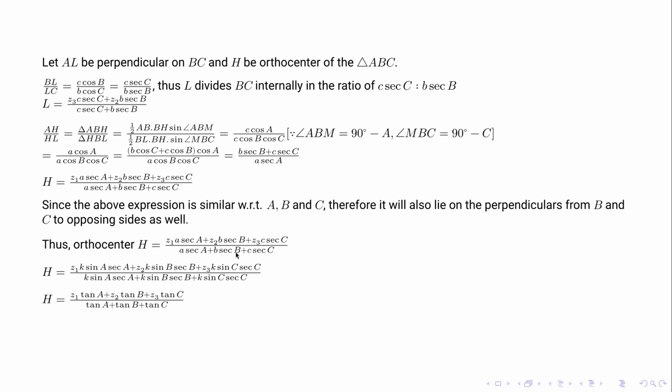Now from this formula we can write A as K sin A, B as K sin B, C as K sin C, and then we cancel out K. Then sin A into sec A will become tan A, and sin B into sec B will become tan B, because sec is 1 by cos, and sin into 1 by cos will be sin by cos, that is tan. So we will have both the formulas for orthocenter.